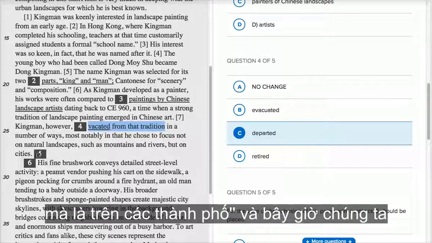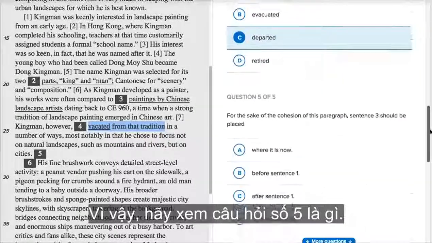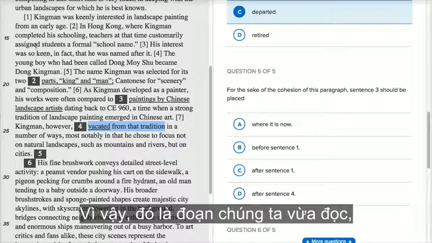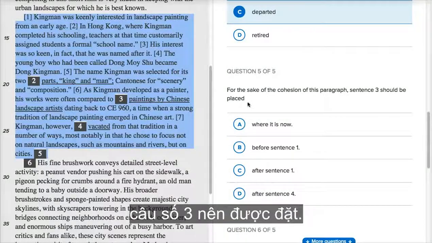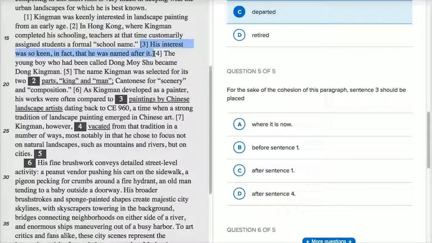And so now we have just question 5 here. I guess it's probably referring to what we just read. So let's see what question 5 is. For the sake of cohesion of this paragraph, so that's the paragraph we just read, this one right over here, sentence 3 should be placed. So sentence 3 is this one right over here.